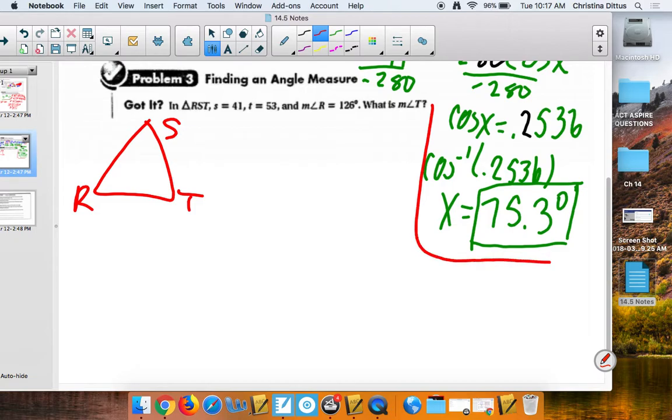And label our picture, it says S is 41. How do I know if it's a side or angle? Lowercase. Also, I think the angles have degrees and angle signs. T is 53. And R is 126. Angle R, that is. I need to find the measure of angle T. I'll put it there.